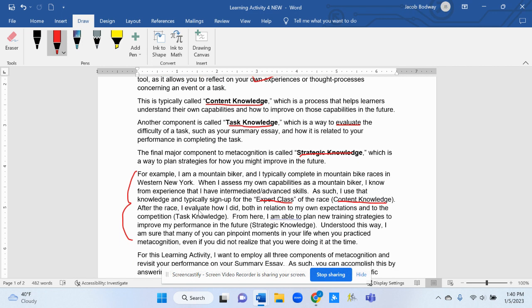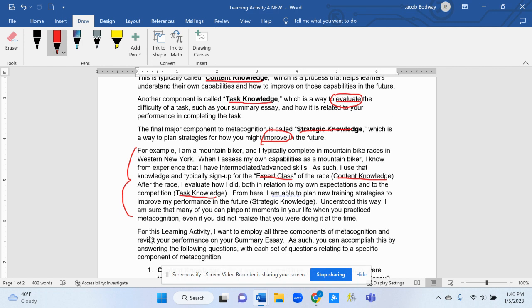Okay. After the race, I evaluate how I did, both in relation to my own expectations and to the competition. That's task knowledge. Again, task knowledge deals with evaluation. From here, I'm able to plan new training strategies to improve my performance in the future. Okay. Again, that's strategic knowledge, which is about improvement. So, understood this way, I am sure that many of you can pinpoint moments in your life when you practiced metacognition, even if you didn't realize you were doing it at the time.